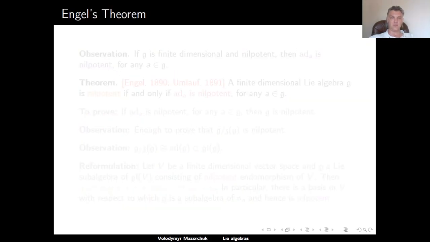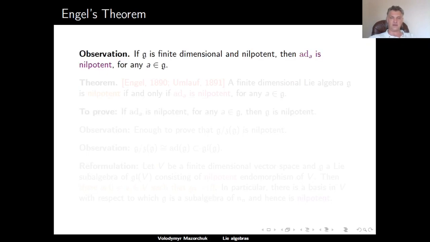One of the most important properties of nilpotent Lie algebras is the so-called Engel's theorem. To motivate this theorem, we make the following observation. If G is a finite-dimensional and nilpotent Lie algebra, then the adjoint operator associated with any element of this algebra is nilpotent.